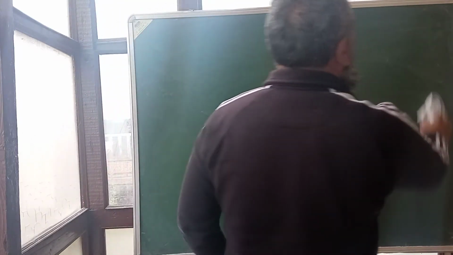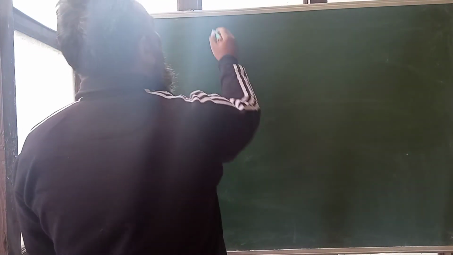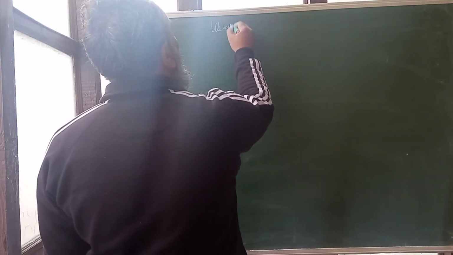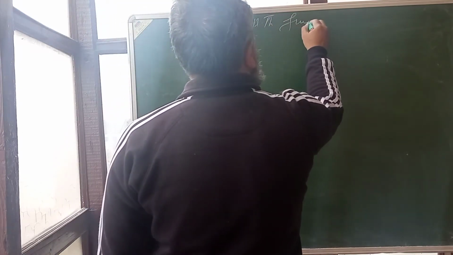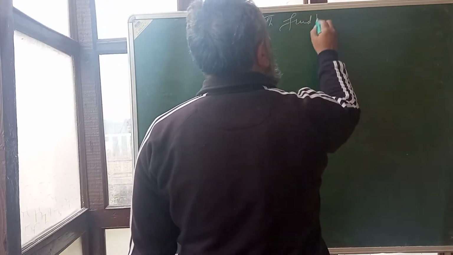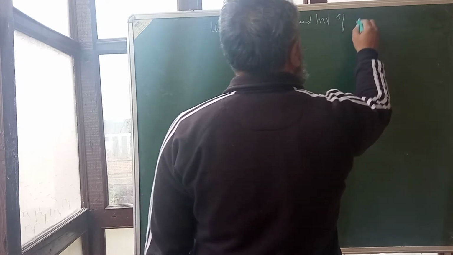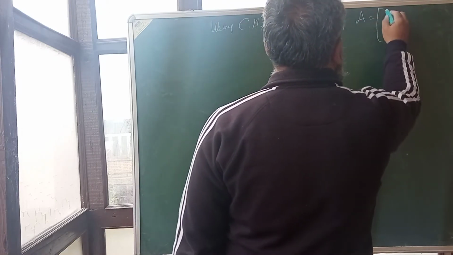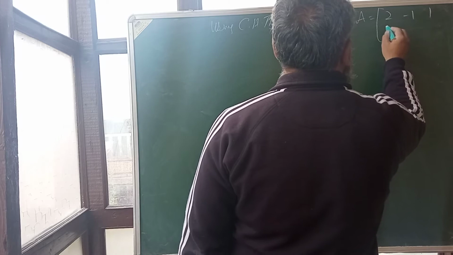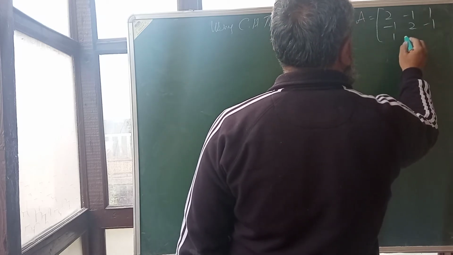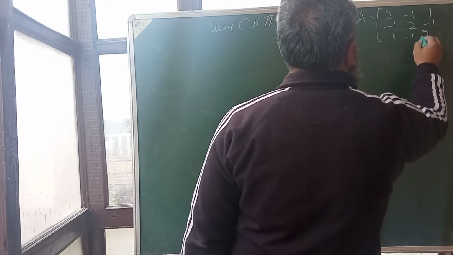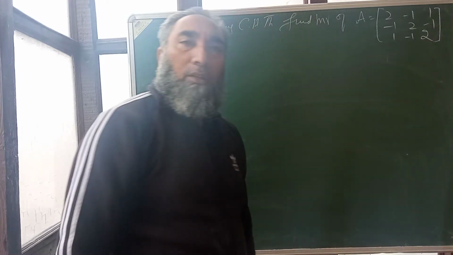Let me take up one more question. Find the inverse of A using the Cayley-Hamilton theorem, where you have the symmetric matrix A equal to 2, minus 1, 1, minus 1, 2, minus 1, 1, minus 1, 2. This we have already done in our previous lecture.